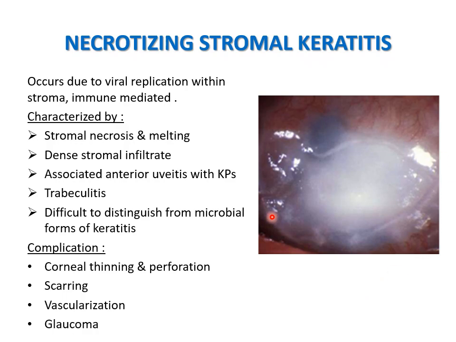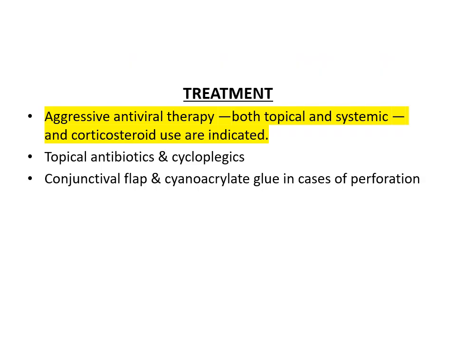So this is a very complicated sort of ulcer, and as you can see from the picture, it looks like any other microbial ulcer. It is very difficult to differentiate. Unless you know the history of the patient, it is very difficult to differentiate. What are the complications that can happen? These are the complications as can be seen in any other type of microbial keratitis.